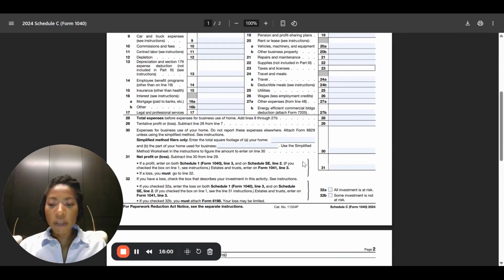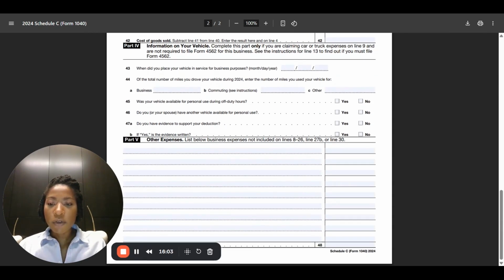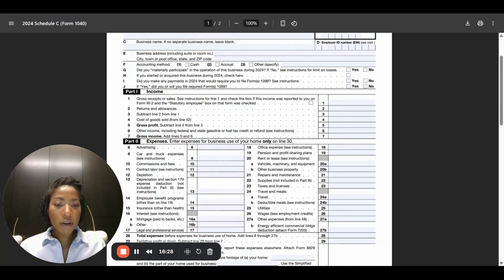And so I'll just kind of scroll down there to line 48 so you can see. So line 48 is part 5, other expenses. And so you would list all of the other expenses here. So anything that wasn't included on lines 8 through 26 or line 27B or line 30 above, all of those amounts get separately listed out here. So you describe the expense here to the left, you list the amount here to the right. It gets totaled up on line 48 here, and then you carry that back up here and you input it on line 27A. Okay, and that is part 2, expenses.